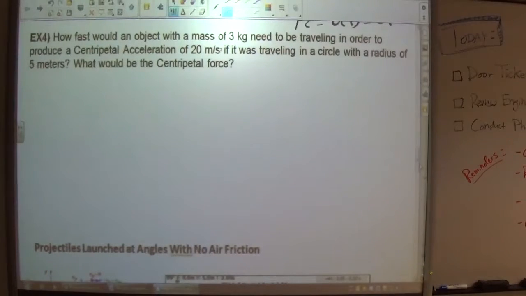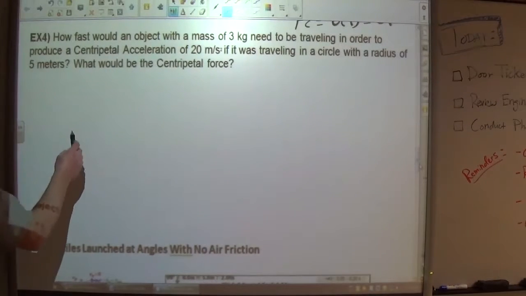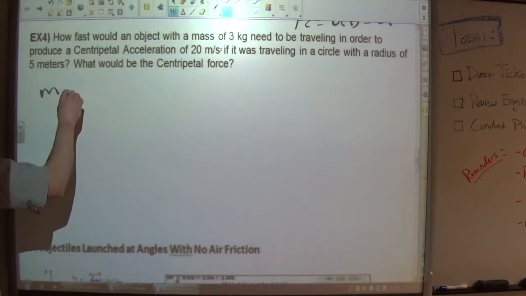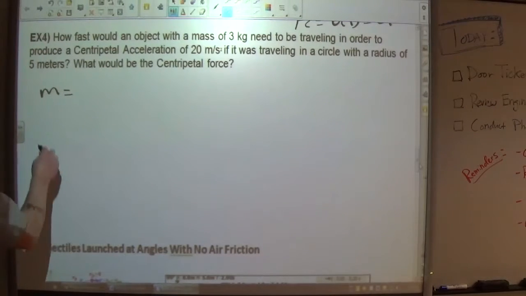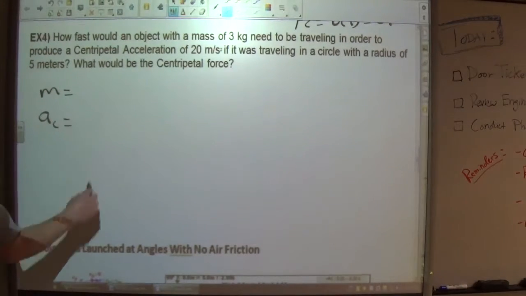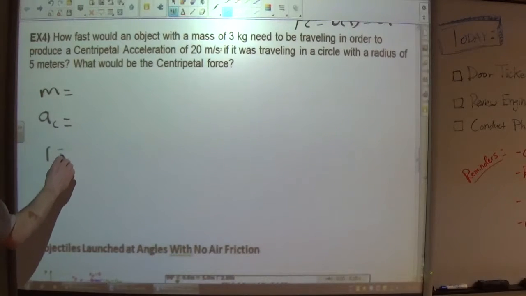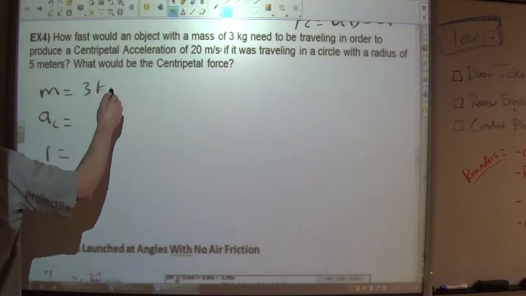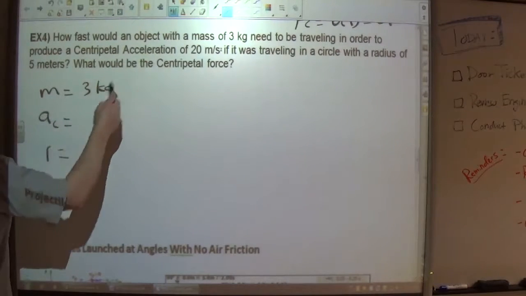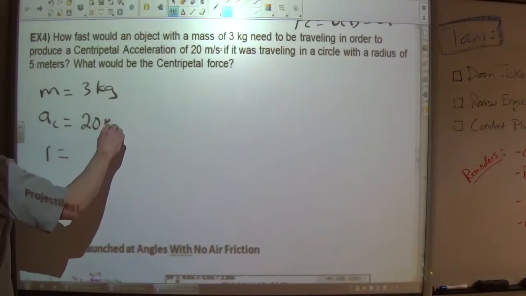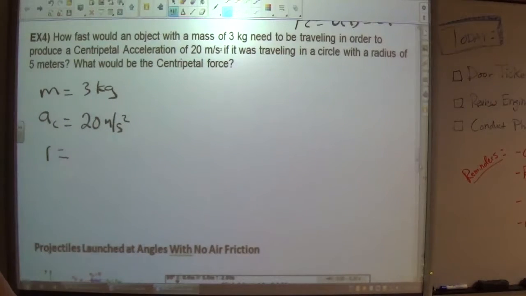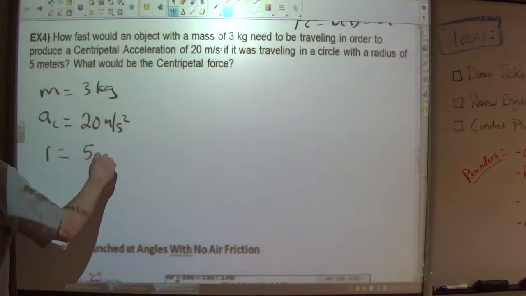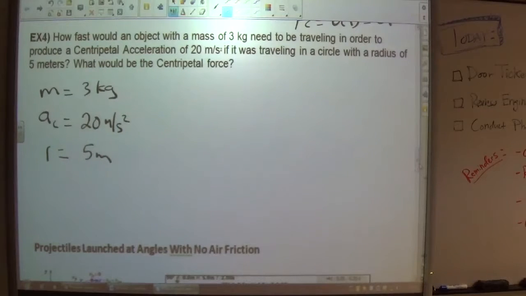So a few variables we want to list. Let's list anything that they give us. They give us the mass, they give us the acceleration centripetal, and they give us a radius. So this is what they give us to start with. Mass is 3 kilograms. The acceleration is equal to 20 meters per second squared, and the radius is equal to 5 meters. So, first thing it wants to figure out is the velocity.